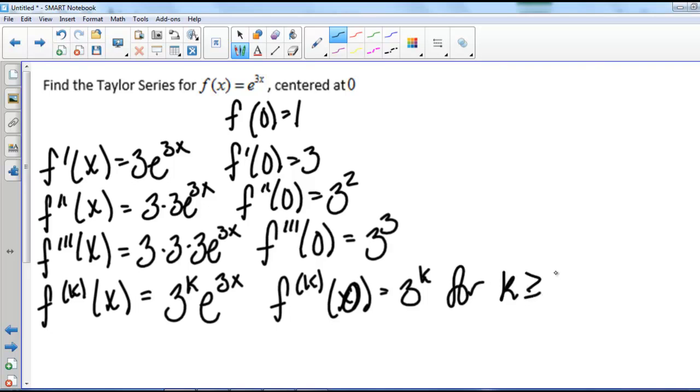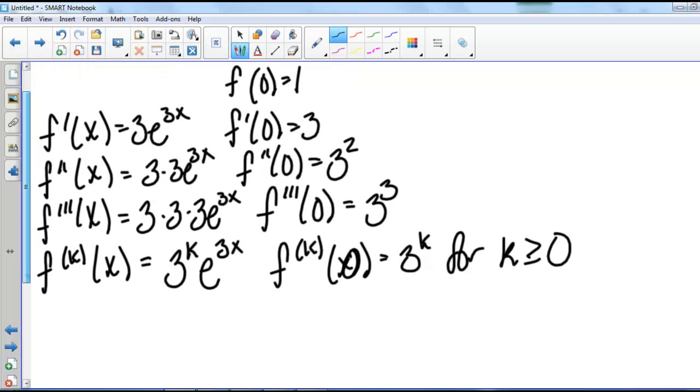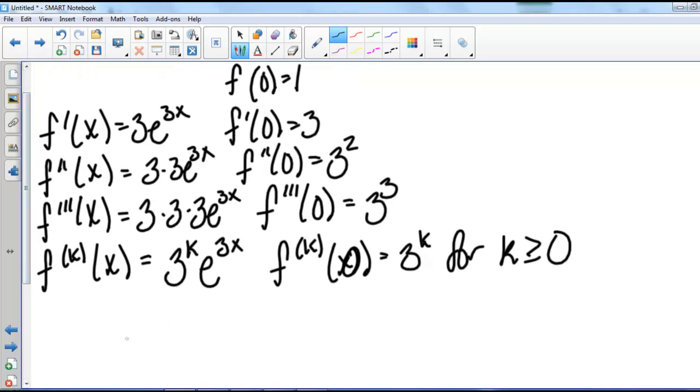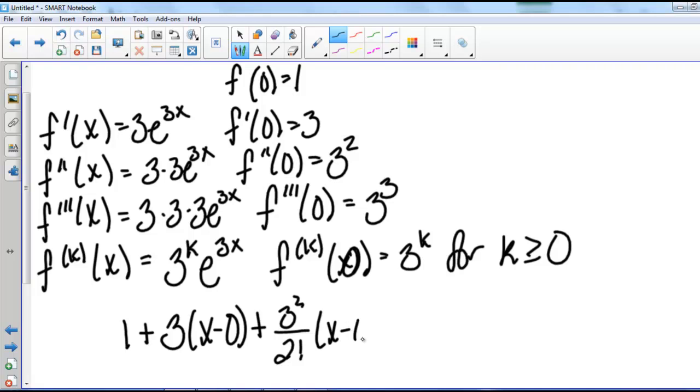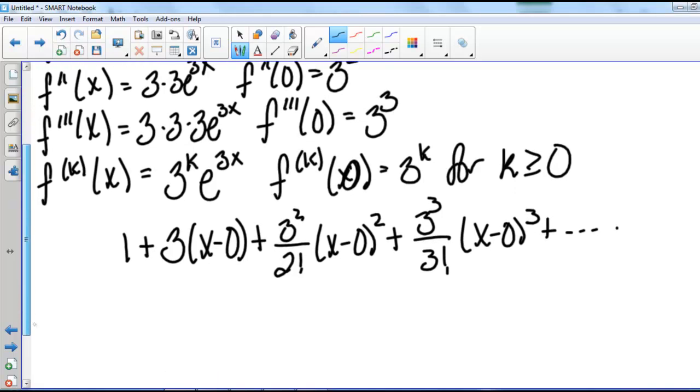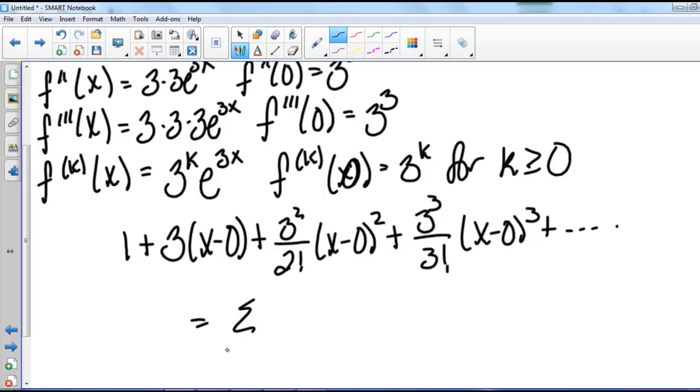for k greater than or equal to 0. So putting this together into our series, we have 1 plus 3 times x minus 0 plus 3 squared divided by 2 factorial times x minus 0 squared plus 3 cubed divided by 3 factorial times x minus 0 cubed, and so on. So our series is the series from k equals 0 to infinity of 3 to the k divided by k factorial times x to the k.